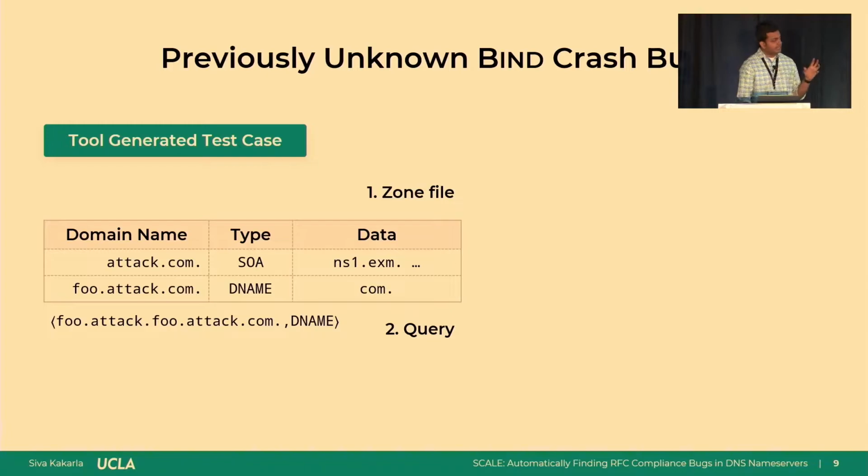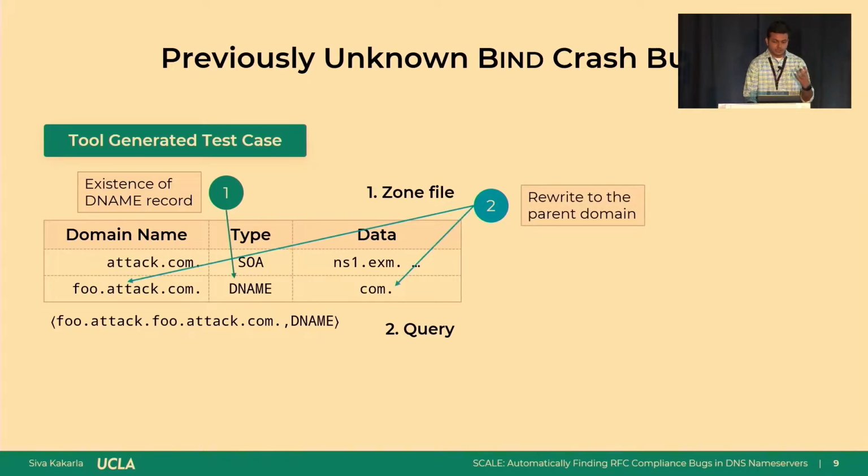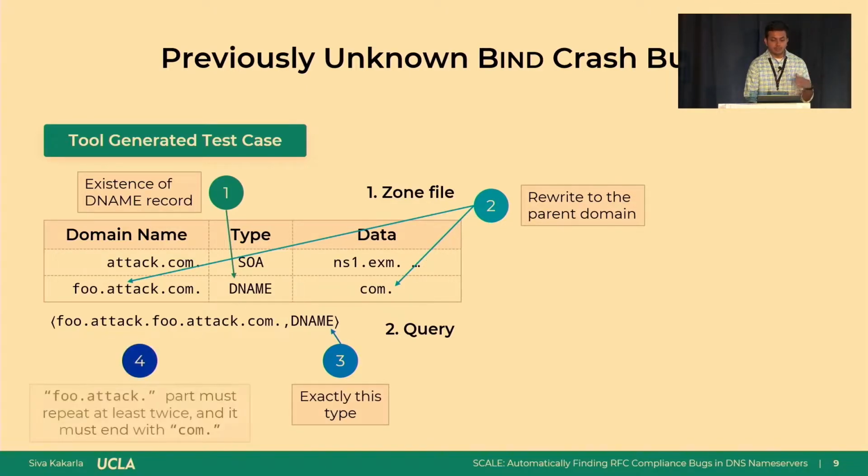First, there should be a DNAME type record in the zone file. Second, that DNAME record should rewrite to the parent domain. A DNAME record basically rewrites any query ending with foo.attack.com to end with com. Third, the query type must also be DNAME for the crash to happen. Finally, the more complex requirement is that the foo.attack part must repeat at least twice in the query name and it must end with com.